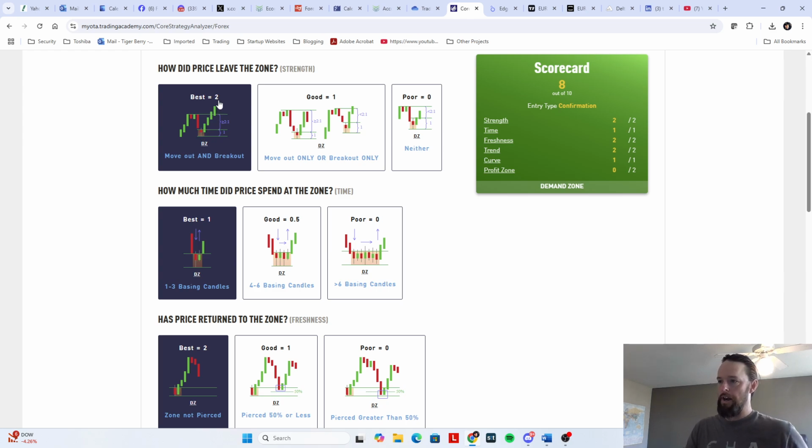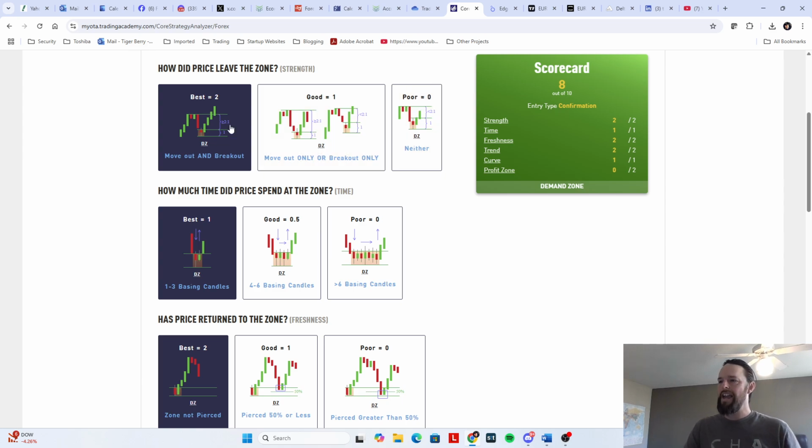It shot up high. Okay, that's the best. That gives you the best score. If price leaves and just kind of goes up and then kind of chops back and forth, right? That's good, but not the best. And then right here's the worst example, right? Price leaves the demand zone, goes up, and that's it.